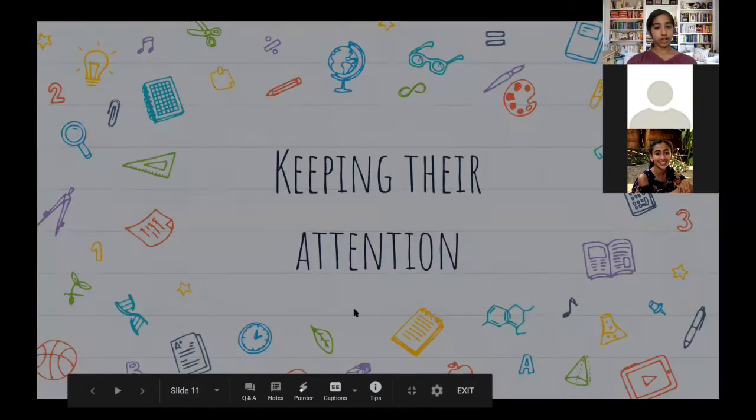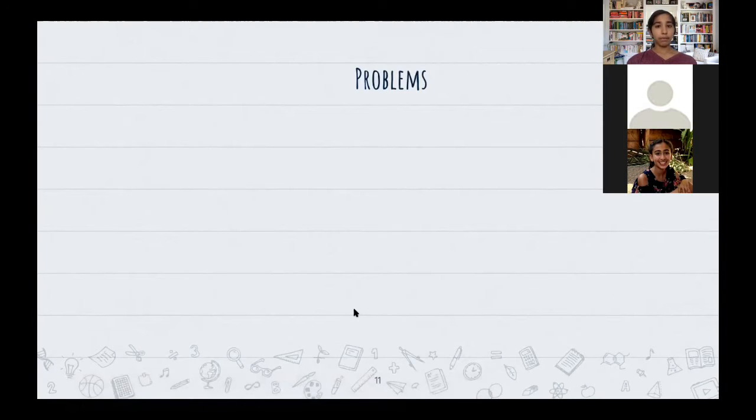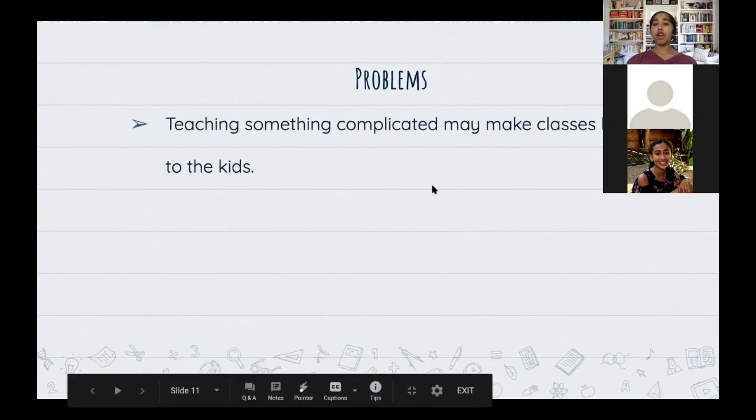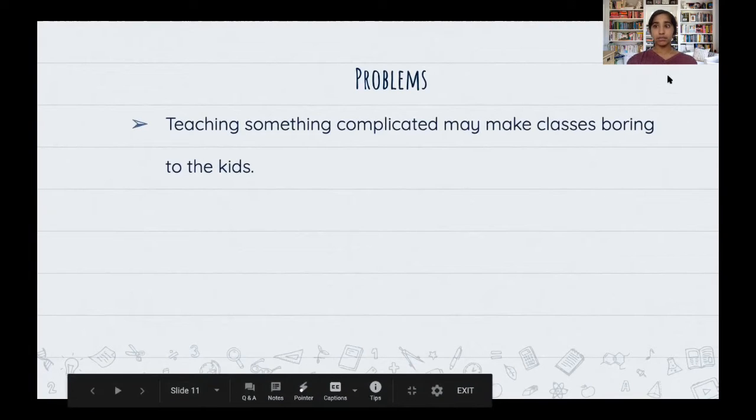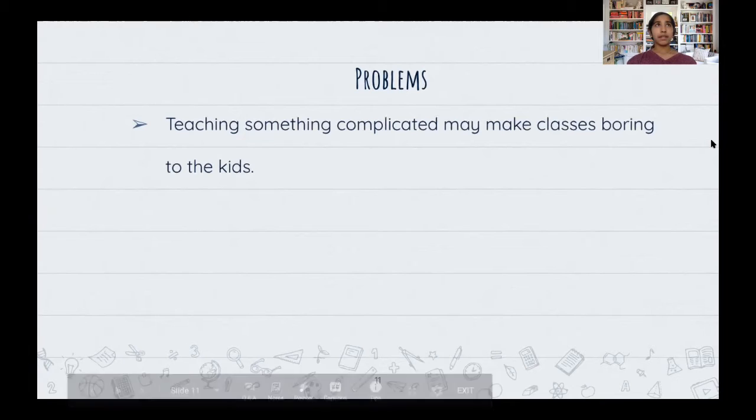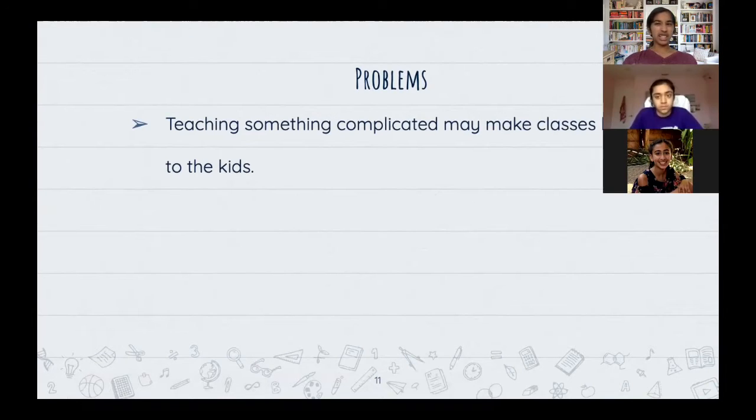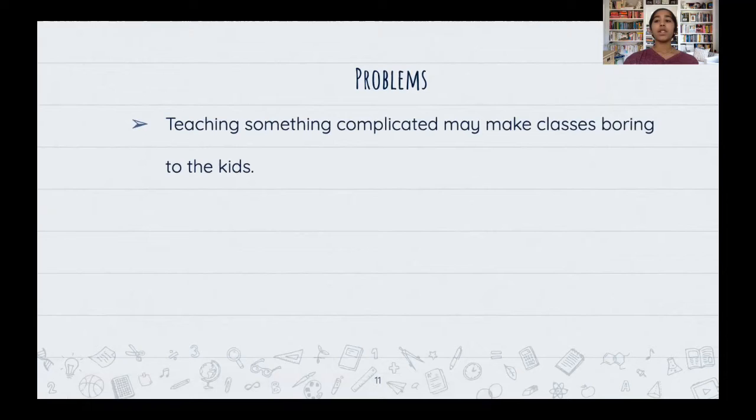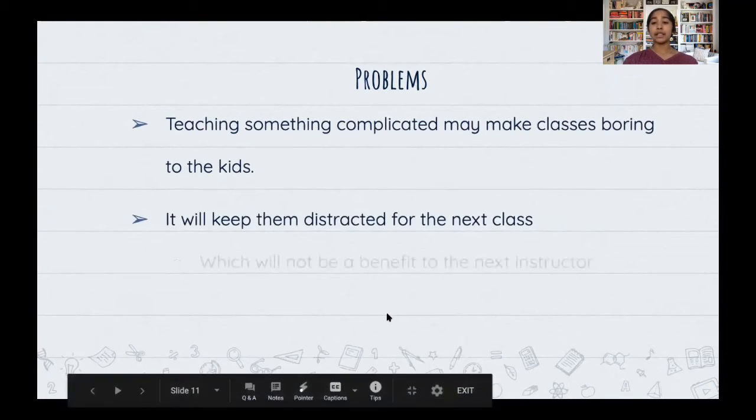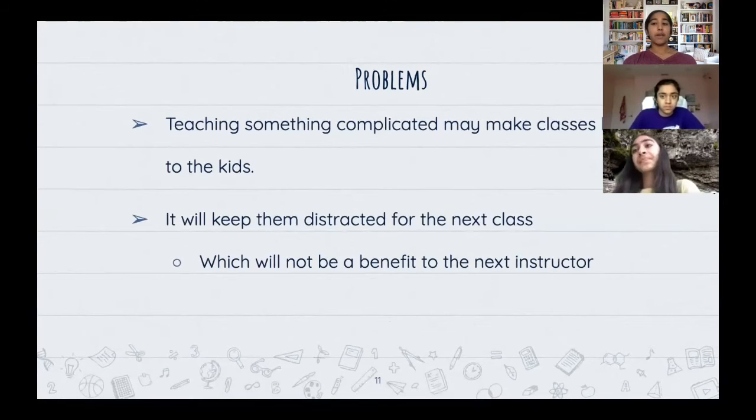Keeping their attention. These are the problems. Teaching something complicated, like something about the science of the human body, something really complicated, and you're talking about neurons and protons and all that, and 4-year-old kids are just like, what? No, right? So you want to make something fun, otherwise it'll keep them distracted for the next class, which will not be a benefit to the next instructor, and that's because it's like a ripple effect.